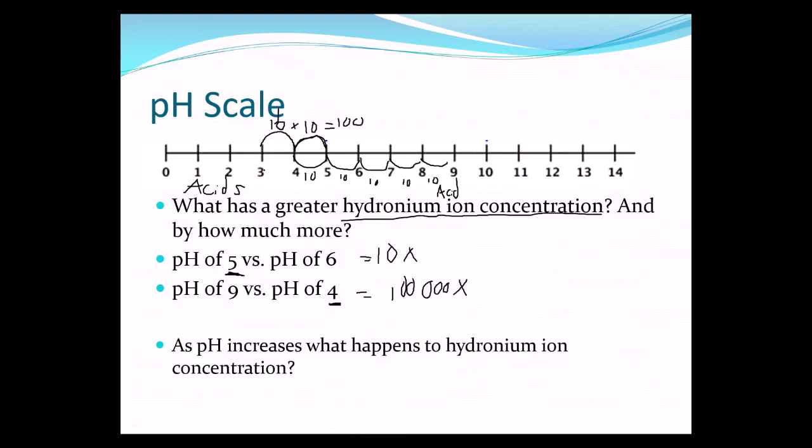Okay. And this last question, as pH increases, what happens to hydronium ion? So if we're talking about increasing pH, we're talking about the number going this way. So as my pH increases, that means that my hydronium ions go down because it's becoming more basic, which means there's less hydronium ions. So as pH increases, hydronium ion is going to decrease.